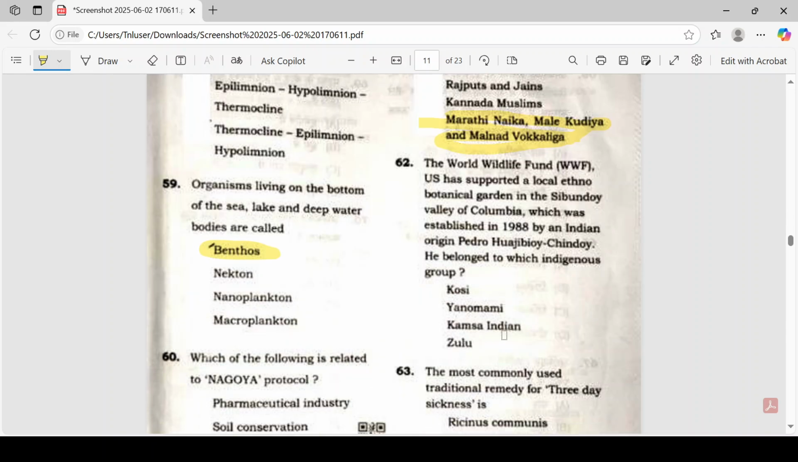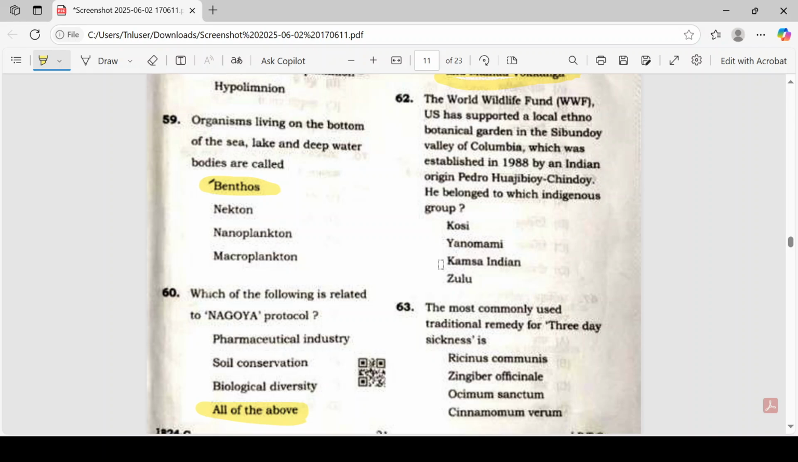Now let's move to question number 62. The World Wildlife Fund, that is WWF US, has supported a local ethnobotanical garden in Sibundoy Valley of Colombia, which was established in 1988 by an Indian origin, Pedro Hajiboy Chindoy. He belonged to which indigenous group? So yeah, the correct answer will be option number C.